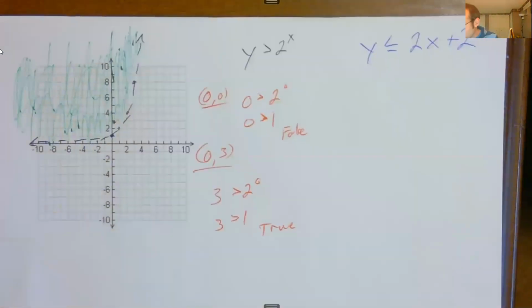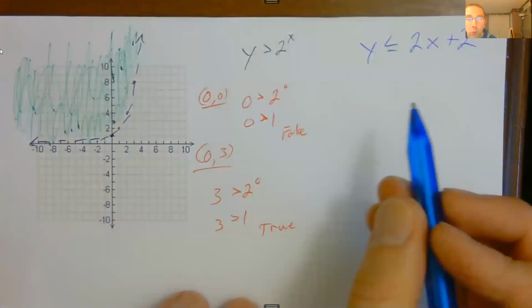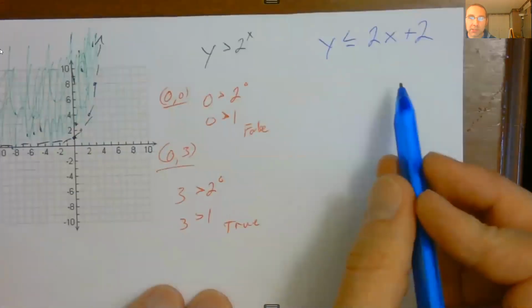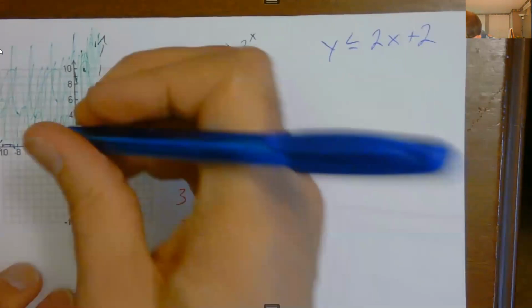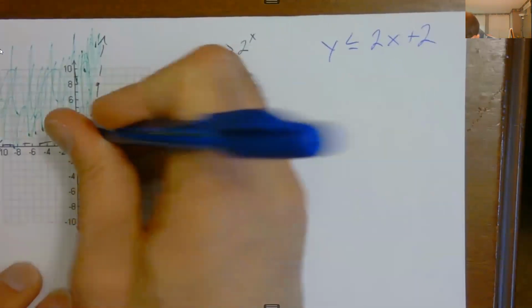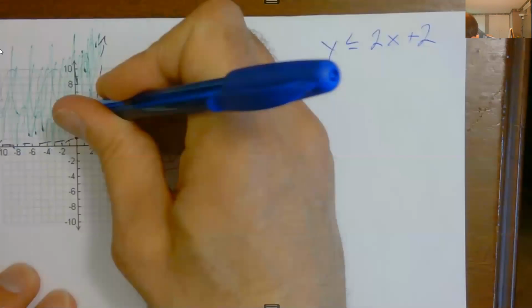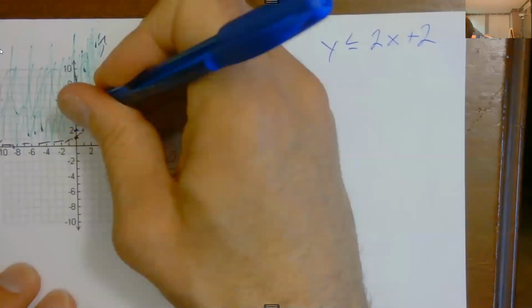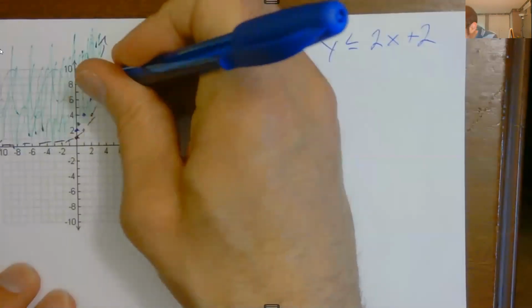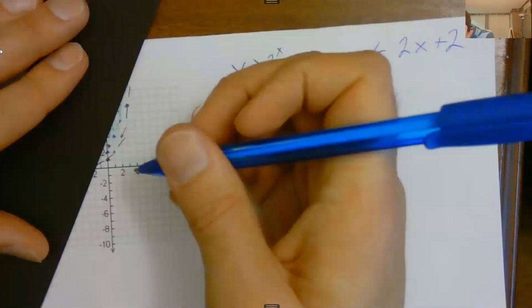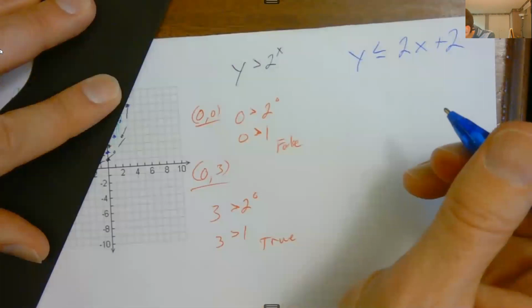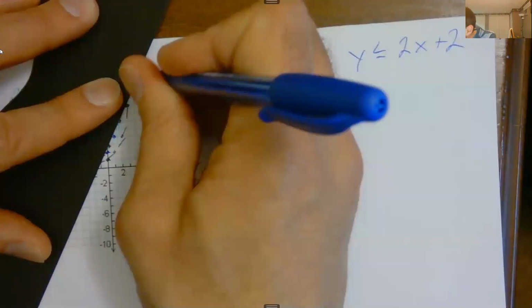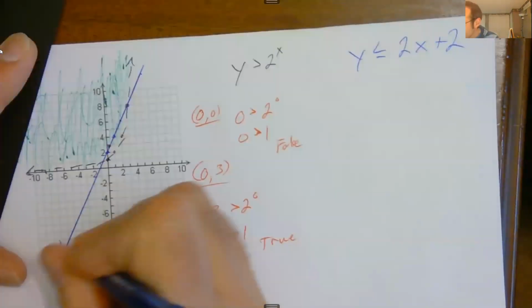All right, so now we are going to try y is less than or equal to 2x plus 2. So that's just going to be a line. It has a y-intercept of 2 and a slope of 2. So up 2 over 1. I know it's kind of messy and hard to see. Up 2 over 1, up 2 over 1. And I have a less than or equal to. So I'm going to use a solid line because it has the or equal to part there.